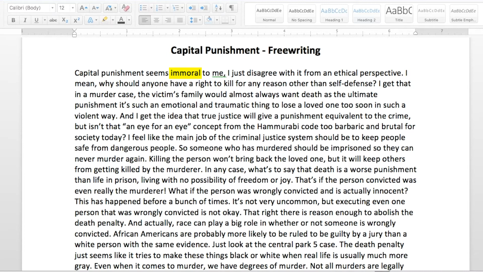Another reason is that I feel like the main job of the criminal justice system should be to keep people safe from dangerous people, and I think putting them in jail is enough for keeping the rest of society safe.